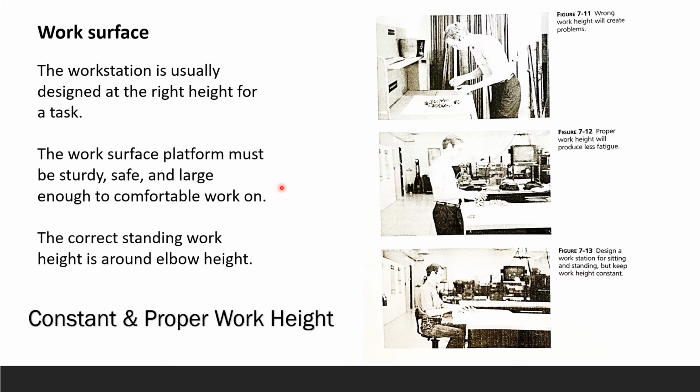So when we think about the work surface, we gotta make sure the work height is not going to create any kind of issue for the operator. Okay, here when you look at it, it's kind of low, so it's a wrong work height for him. So you gotta come up with a proper work height in your design. That way the operator is going to produce less fatigue, so he can work continuously. So make sure you design the workstation for sitting and standing, but you have to also keep work height constant. Okay, constant and proper work height, so important. Also, the work surface platform must be sturdy, safe, and large enough to comfortably work on it.